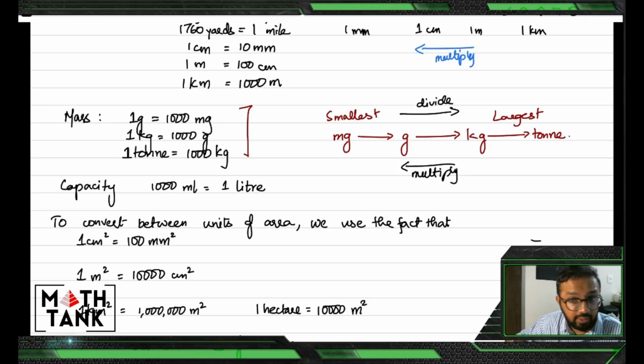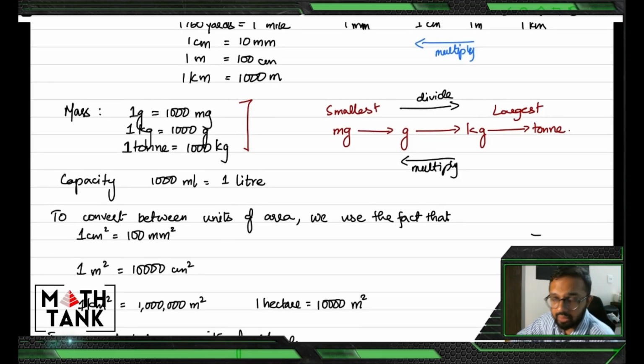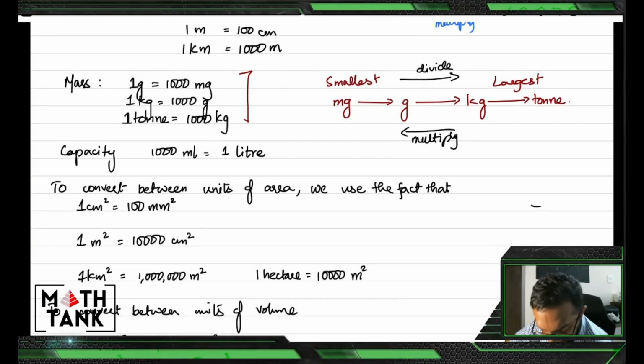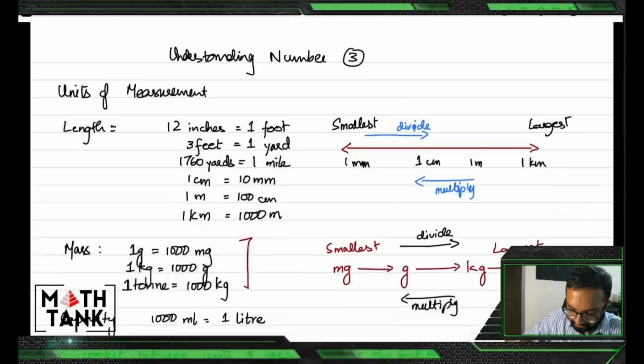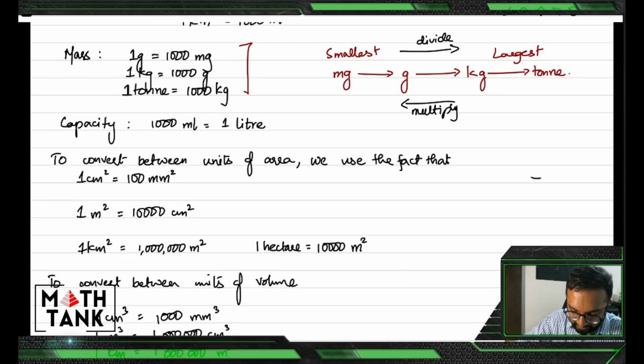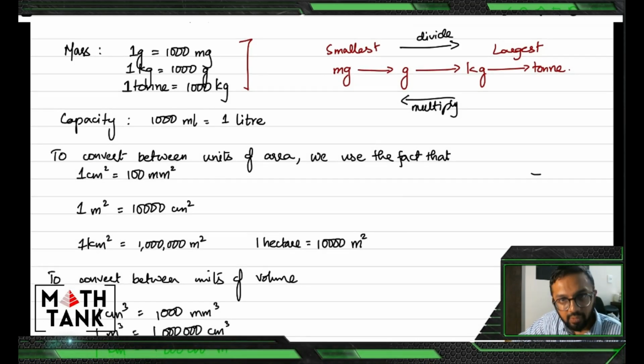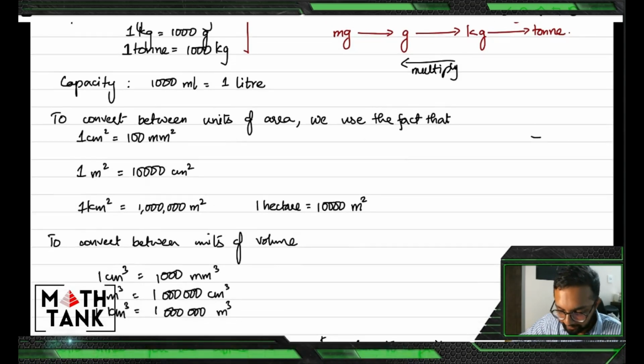Okay, you multiply with the conversions that you remember. So 1 gram is 1,000 milligrams, 1 kg is 1,000 grams, and 1 ton is 1,000 kgs. There is something for capacity as well. Capacity is 1,000 ml becomes 1 liter.